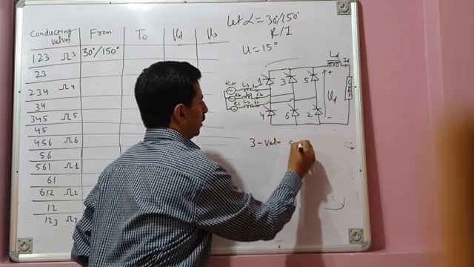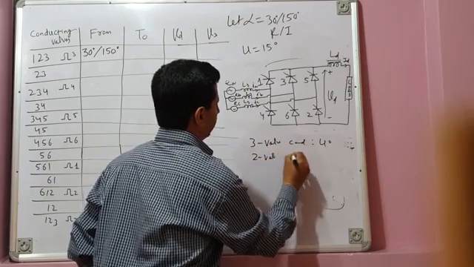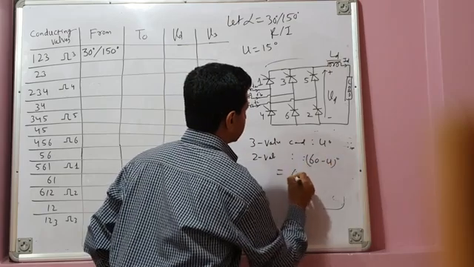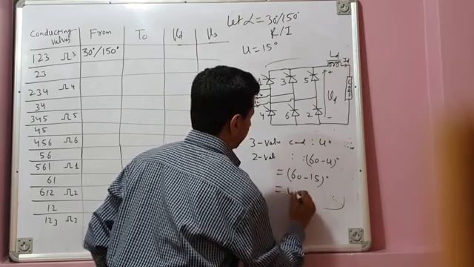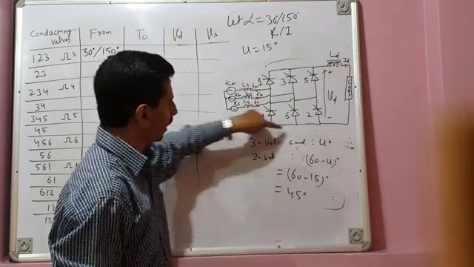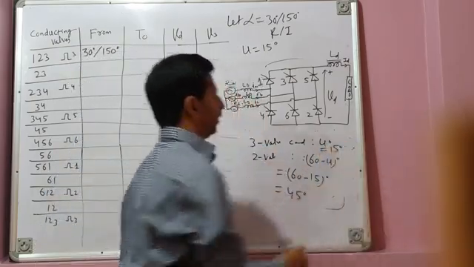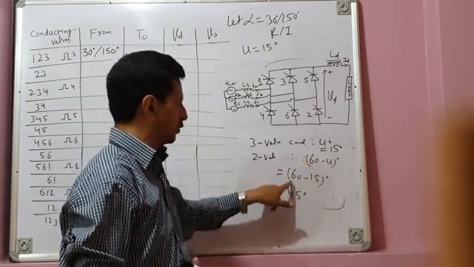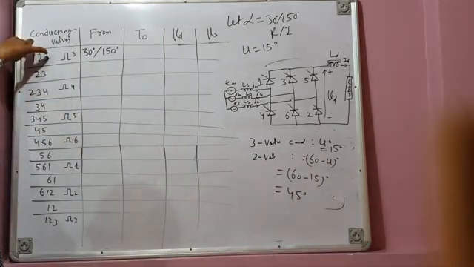So 3 valve conduction will be there for U degrees, and 2 valve conduction will be for 60 minus U degrees. That means 60 minus U is 15 in this case, so 45 degrees. Whenever 3 valve conduction is there, it will be for U, meaning 15 degrees. And whenever 2 valve conduction is there, it will be for 60 minus 15, 45 degrees. So we start with 3 valve conduction, 1, 2, 3.